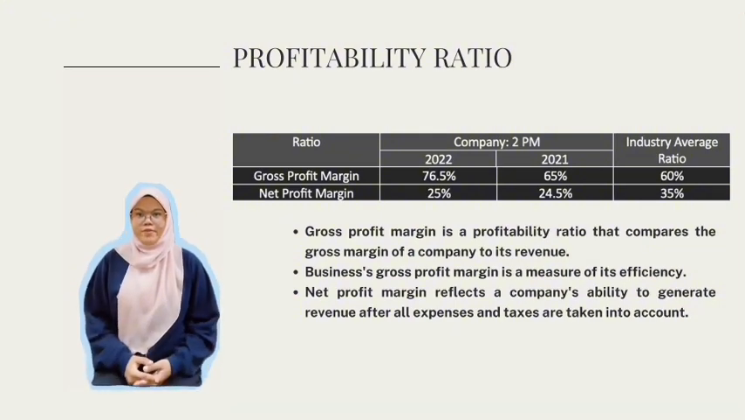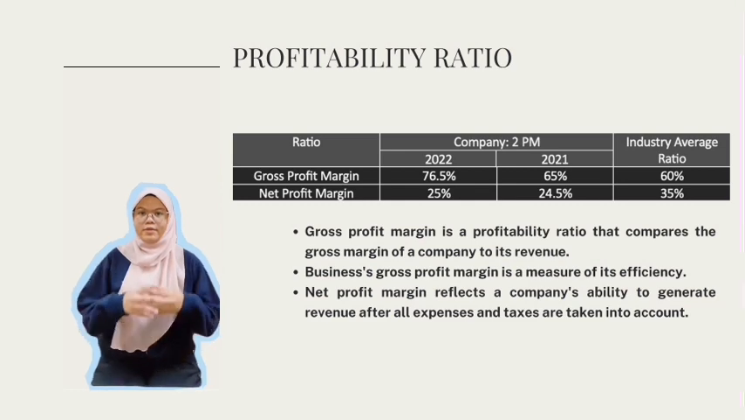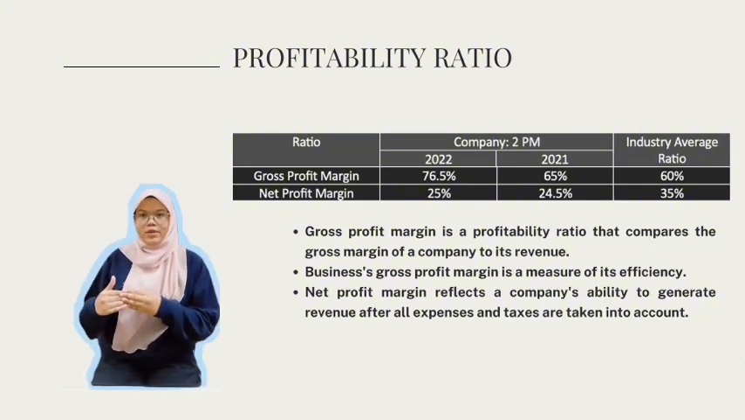For the net profit margin in 2021, the company ratio is 24.5%, which is lower than the industry average ratio, which is 35%. This means that the company performance is poor compared to the industry average ratio. As with 2022, the ratio is 25%, which is also lower than the industry average ratio.